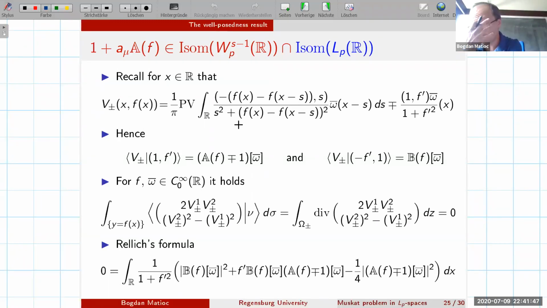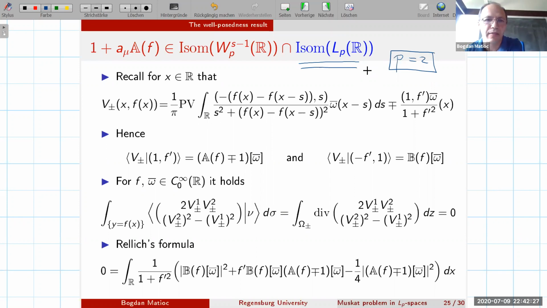Then the next step is to show that this operator 1 plus A mu AF is an isomorphism from WPS-1 to WPS-1. In fact, the first step is to show that this operator is an isomorphism from LP to LP. So this is the main step. Having shown this, this property follows rather easily. The argument for P different from 2 is quite complicated. I will present here the result for P equal 2 because this proof is very elegant.